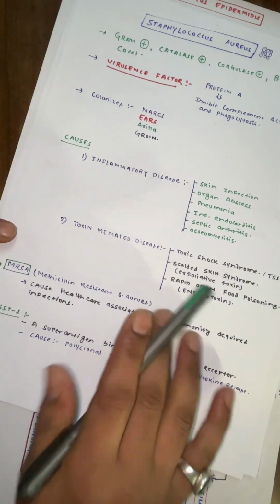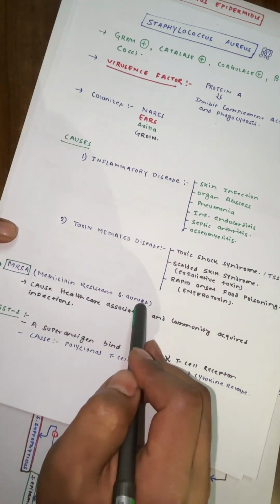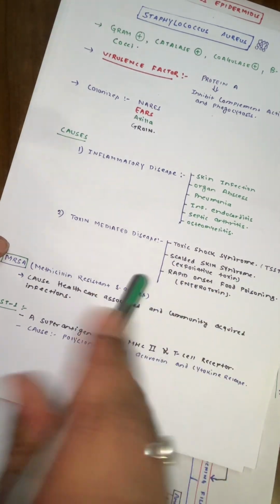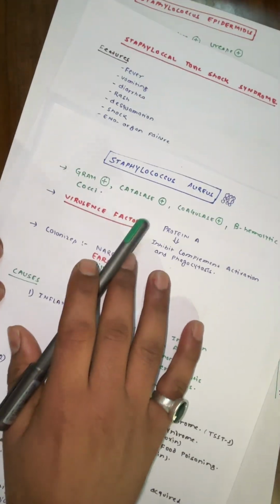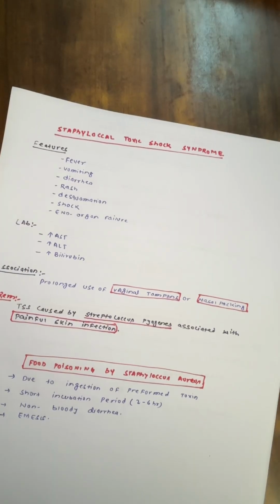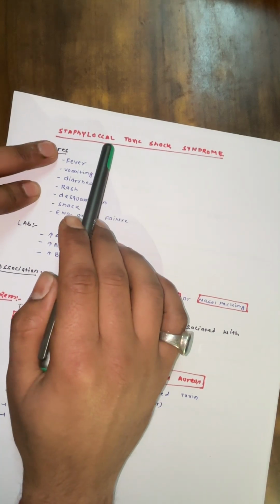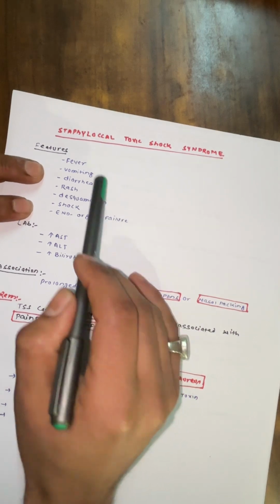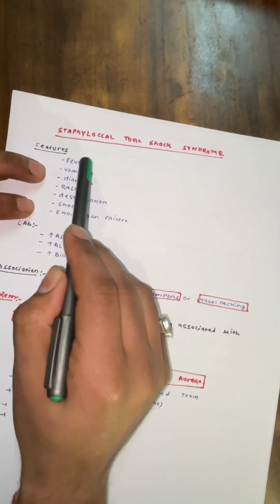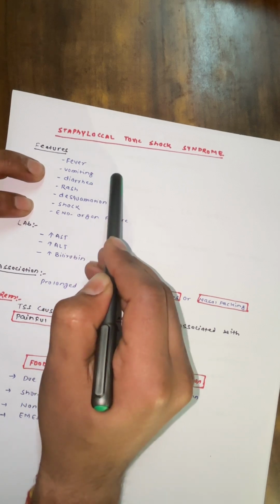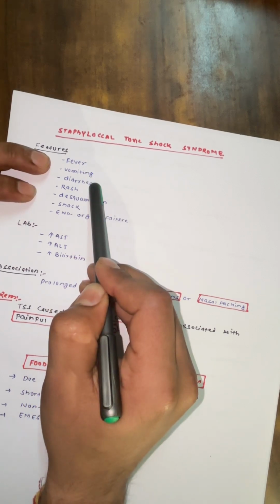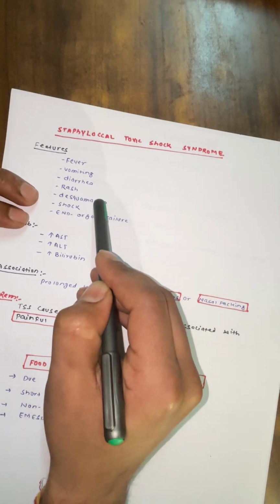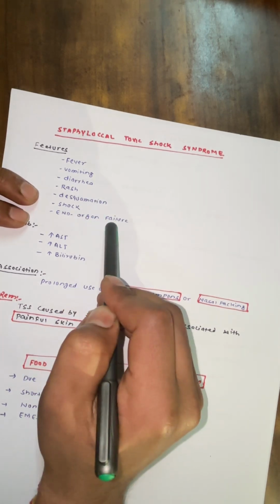So this is a little overview of Staphylococcus aureus. Now we'll talk in detail about staphylococcal toxic shock syndrome. Looking at the clinical features: the first is fever, then vomiting, diarrhea, and a characteristic rash. Then desquamation, shock, and organ failure.